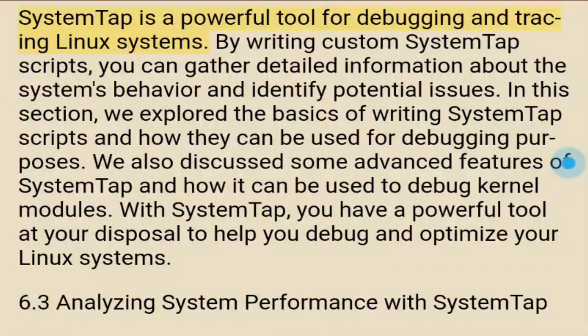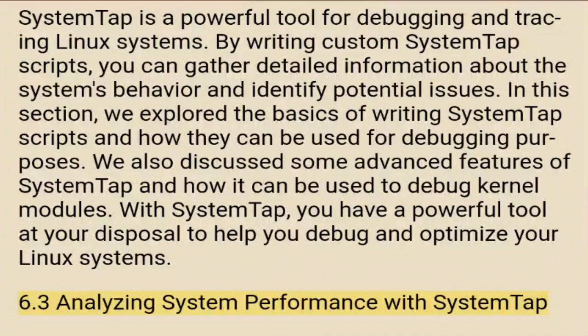Conclusion. SystemTap is a powerful tool for debugging and tracing Linux systems. By writing custom SystemTap scripts, you can gather detailed information about the system's behavior and identify potential issues. In this section, we explored the basics of writing SystemTap scripts and how they can be used for debugging purposes. We also discussed some advanced features of SystemTap and how it can be used to debug kernel modules. With SystemTap, you have a powerful tool at your disposal to help you debug and optimize your Linux systems.